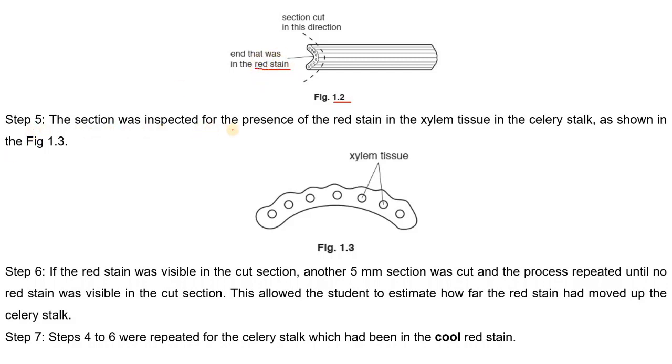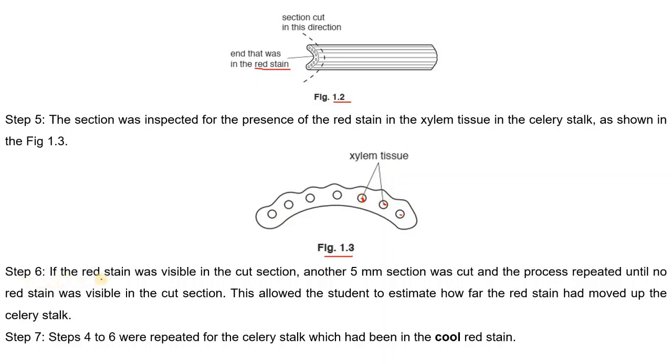Step 5. The section was inspected for the presence of the red stain in the xylem tissue in celery stalk as shown in the figure 1.3. So this is figure 1.3 and here are the xylem tissues. In this xylem tissue, the presence of the red stain was visualized.